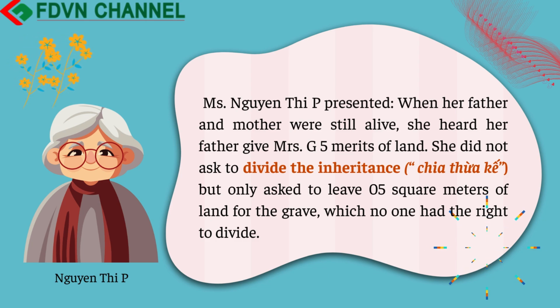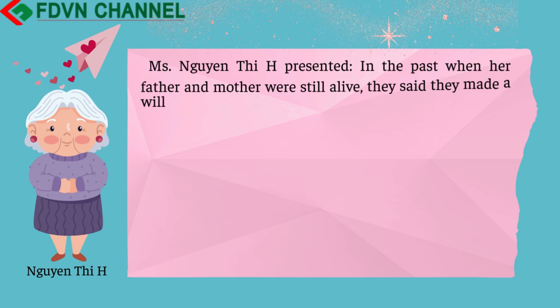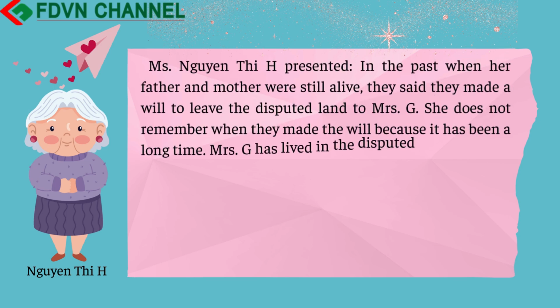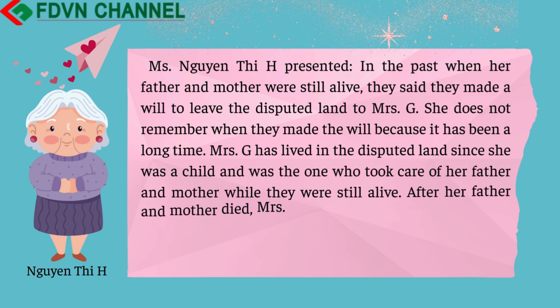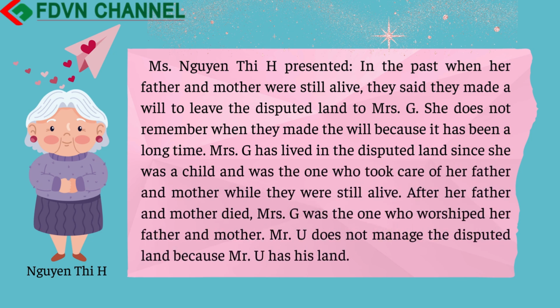Ms. Nguyen Thi H presented. In the past, when her father and mother were still alive, they said they made a will to leave the disputed land to Mrs. G. She does not remember when they made the will because it has been a long time. Mrs. G has lived in the disputed land since she was a child and was the one who took care of her father and mother while they were still alive. After her father and mother died, Mrs. G was the one who worshipped her father and mother. Mr. U does not manage the disputed land, because Mr. U has his own land.